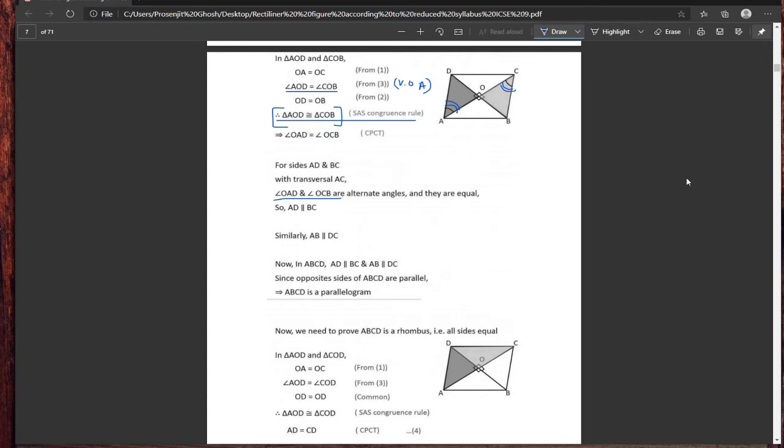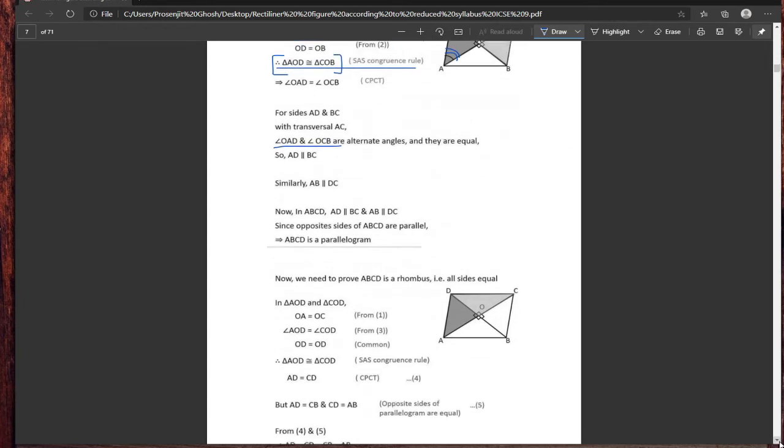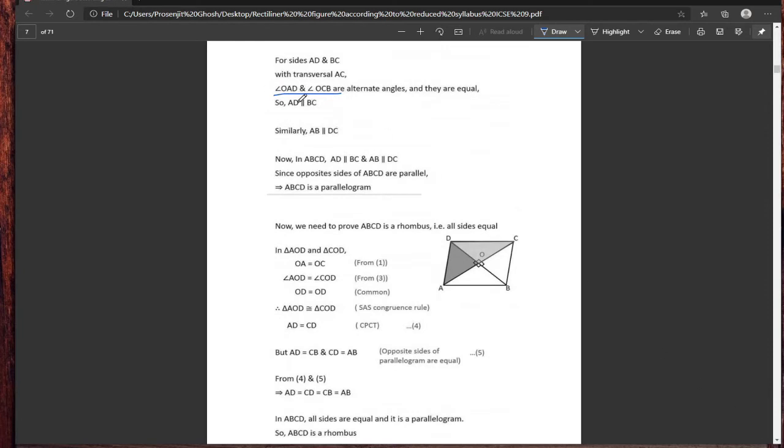So coming to the parallelogram part now. As we know, those two are alternative angles, so we are sure that it is parallel to each other. These sides are parallel to each other. So whenever we get that these sides are parallel to each other, that means we have a parallelogram. So one thing is completed, that we have proved it is a parallelogram.